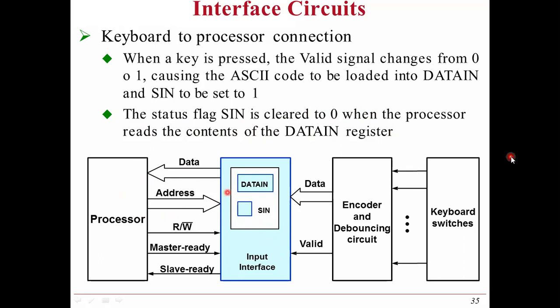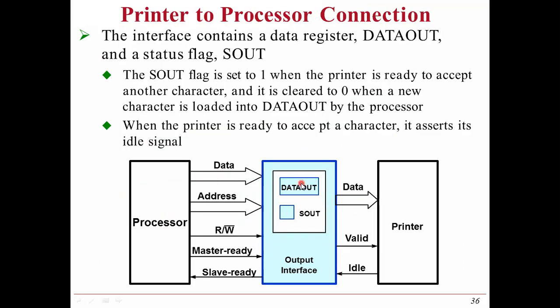So for the output operation, the output unit is taken as a printer. Whatever data is read by the processor will be given to the data out register. This is the output interface here. In this output interface, we have the data out buffer register and the SOUT status control flag also.